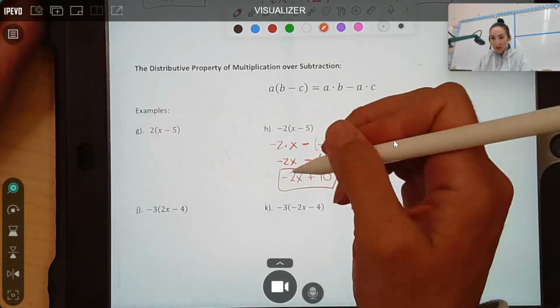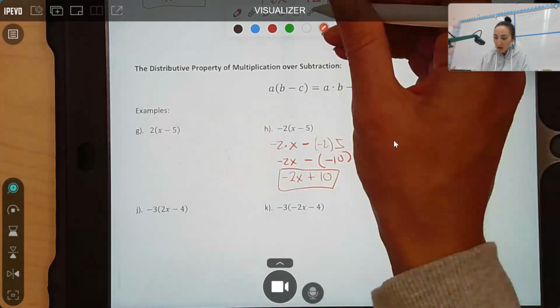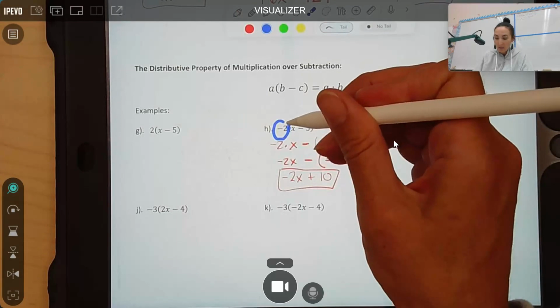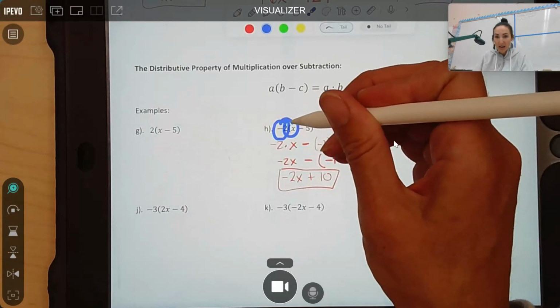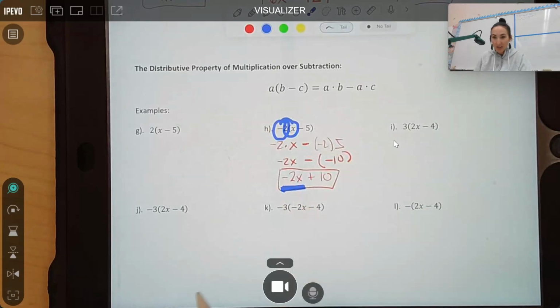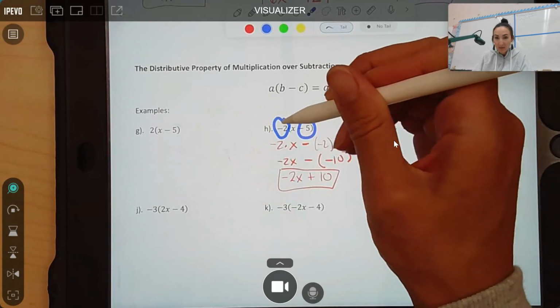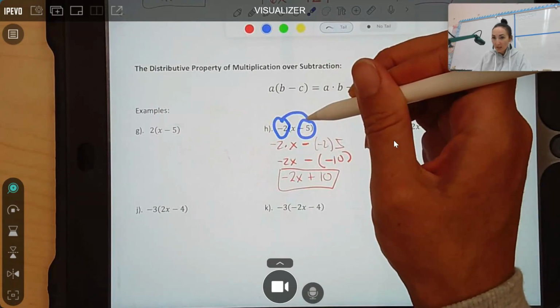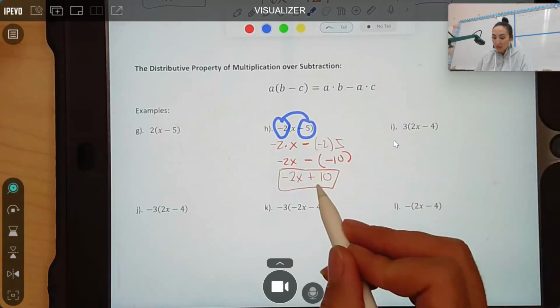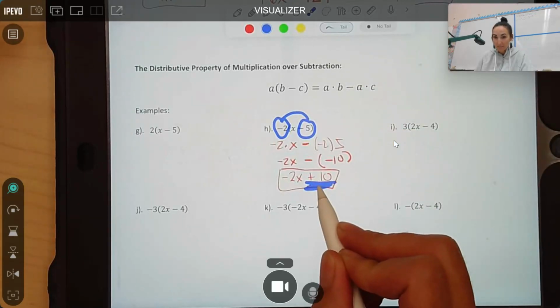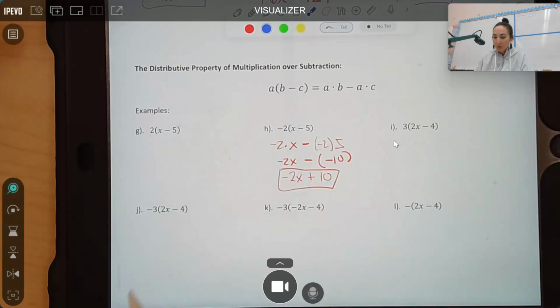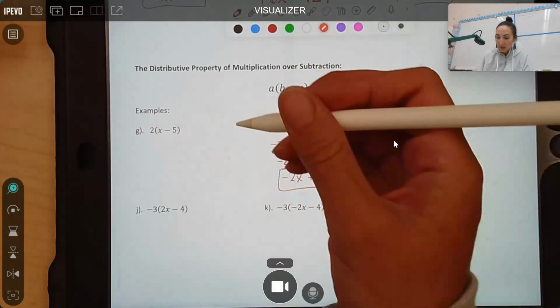Now that's a lot of work. We don't want to have to show all that. What we're going to do is the shortcut. We're going to do -2 times x, and that would get us the -2x. And then we'd have this -2 times the -5, and -2 times -5 is +10. So then I know to write the +10 right there. I'm going to go through these ones quickly, doing that shortcut.